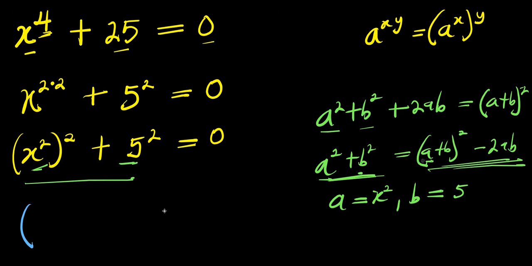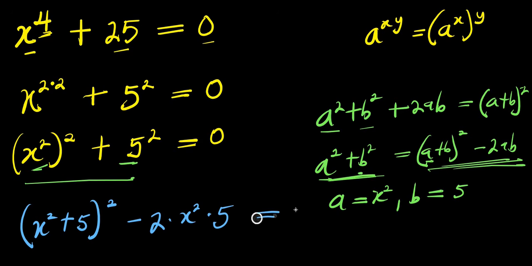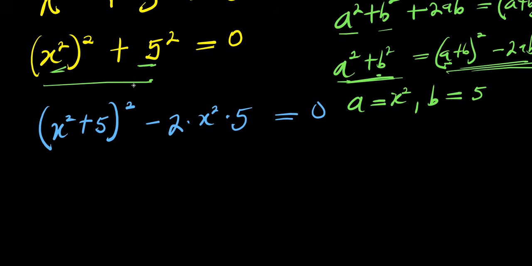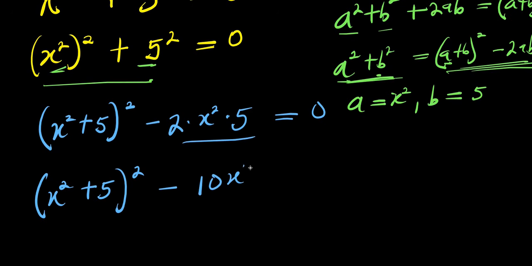This is a plus b, that is x squared plus 5 raised to the power of 2 minus 2 times x squared times 5, and this equals 0. So from here, we can simply have it as x squared plus 5 power 2 minus, this is 10x squared, and this equals 0.